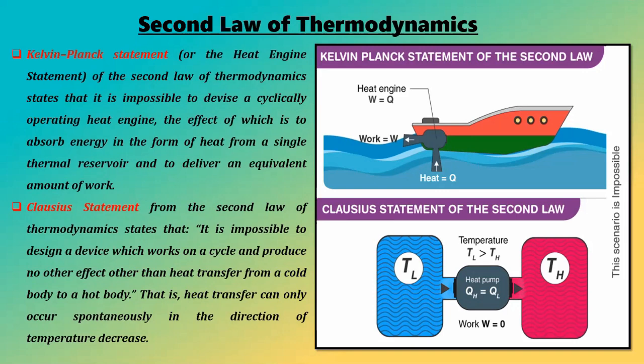Next comes the Clausius statement. It is saying it is impossible to design a device which works in a cycle and produces no effect other than heat transfer from a colder body to a hotter body. That is, heat transfer can only occur spontaneously in the direction of temperature decrease. Now what is this particular statement implying? What device is it talking about? It is talking about a refrigerator.